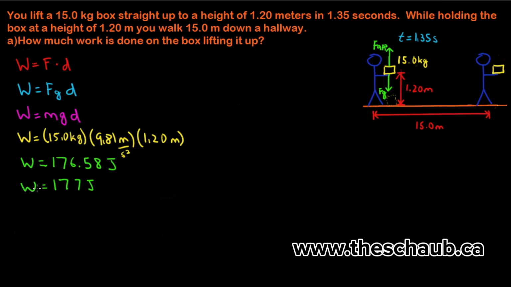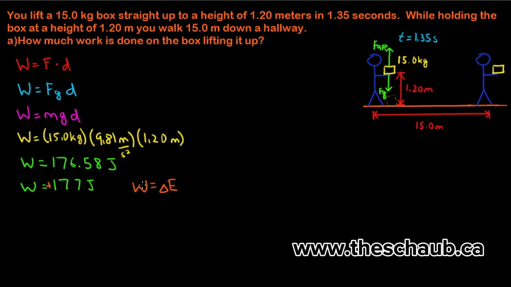Now, although work is a scalar quantity and it does not have a direction, work can be positive or negative. And there's two ways to think about this. The first way to think about it is, are you giving the object energy or are you taking energy away? Because work is equal to the change in energy. In our scenario here, we're lifting a box up, so we're giving it potential energy. So we're doing positive work.